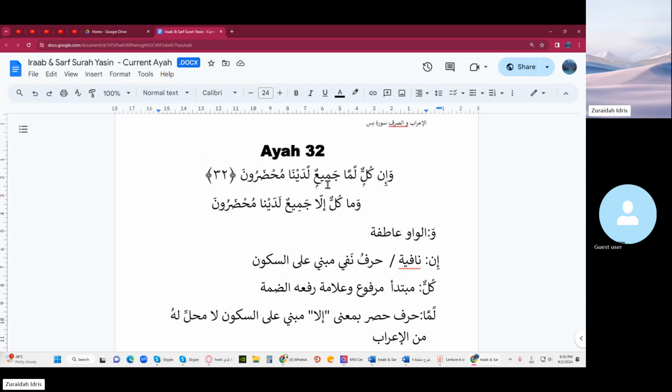Two choices. It can be a habar because, of course, we have kullun jami'un muhdarun. Or it can be something else too. What else do you see? Is it sifa? Because this is not an adjective. It's not a sifa. Jami'un is not a sifa.